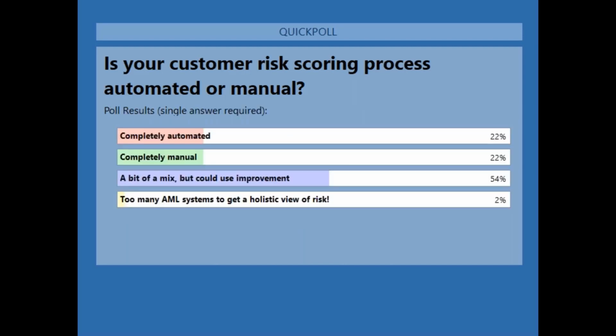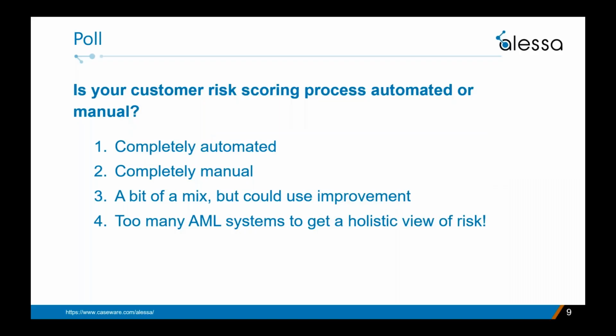All right. So Lori, 22% said it's completely automated. 22% said it was completely manual, and 54% said that it's a bit of a mix, and could use some improvement. There was 2% who said too many AML systems to get a holistic view of risk. That's good. At least that's about what I would expect to see, I guess. Sort of a mixture there of automated and manual, a little bit of both. And I think one of the things that we hope is that people can adjust it as needs change.